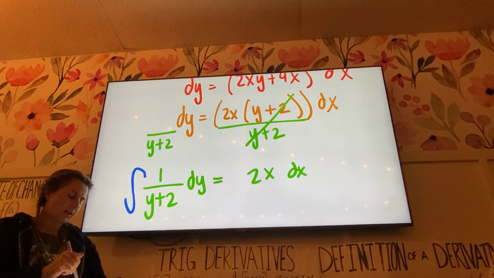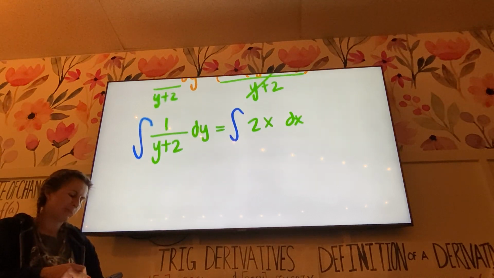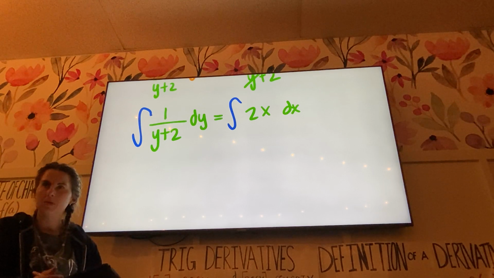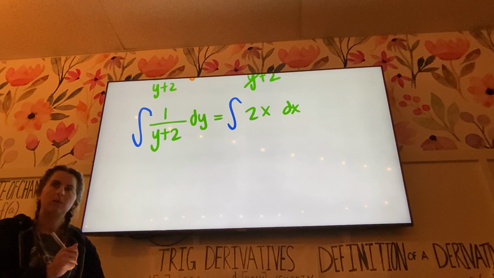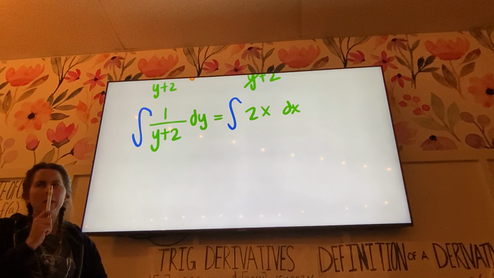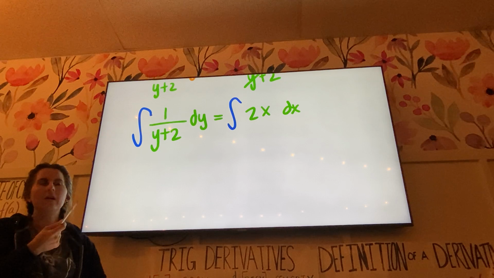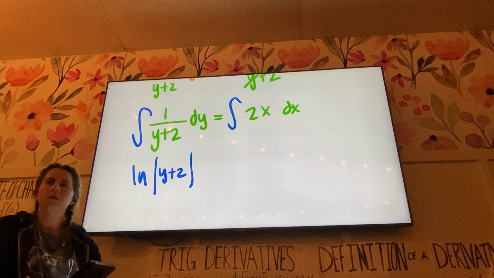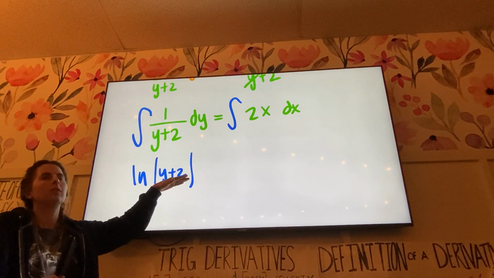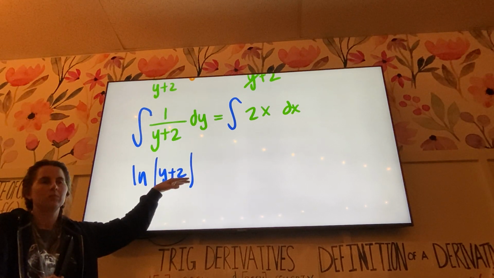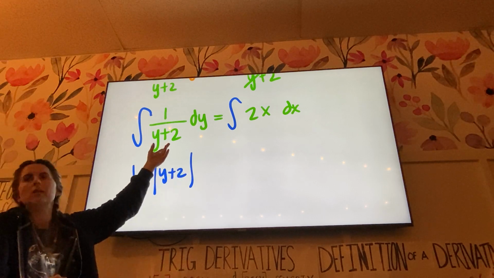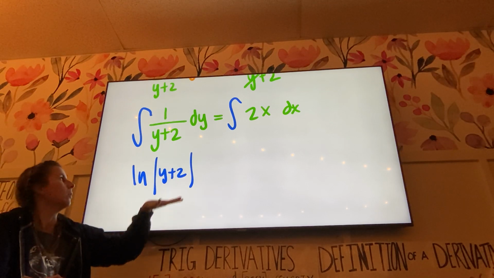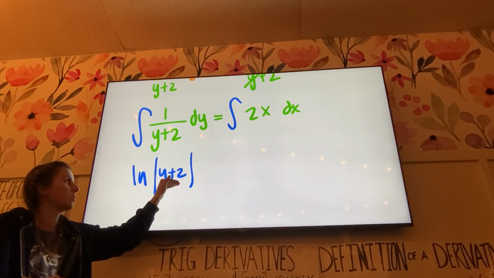So now I'm ready to integrate. What is the integral of 1 over y plus 2? What's the integral of 1 over y? Ln. So this one would just be ln of y plus 2. Think about what's the derivative of y plus 2? 1. So if you made this a u sub, your du would just be dy. It wouldn't have anything special happening with it. So it's just ln, this is the y plus 2.